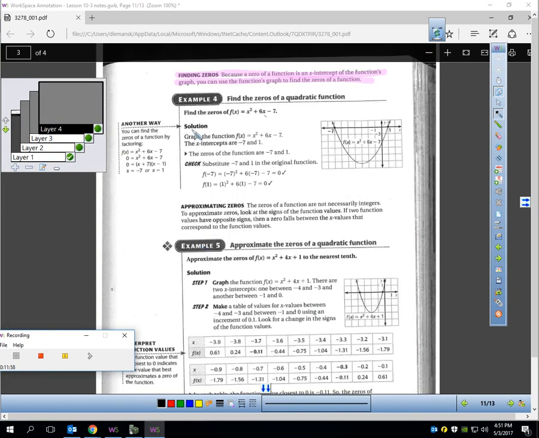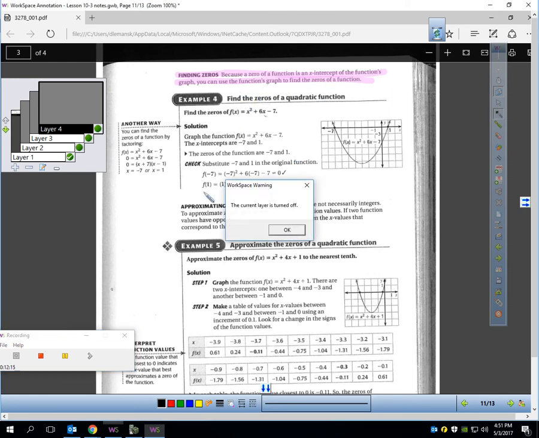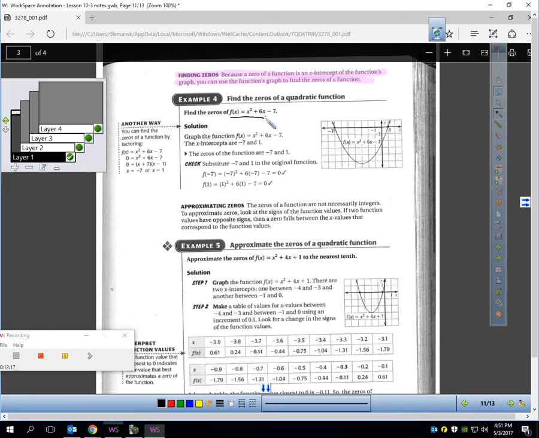Finding zeros of a function. Because a zero of a function is an x-intercept of the function's graph, you can use the function's graph to find the zeros of a function. In other words, that's a fancy way of saying, if you type this in your calculator, for this sample here, the 2 points where we touch the x-axis would be called the zeros of the function. Those are the values that make this statement work out to 0.